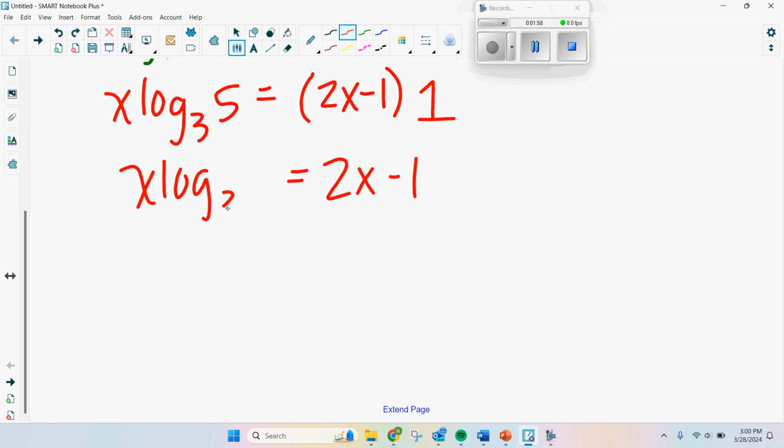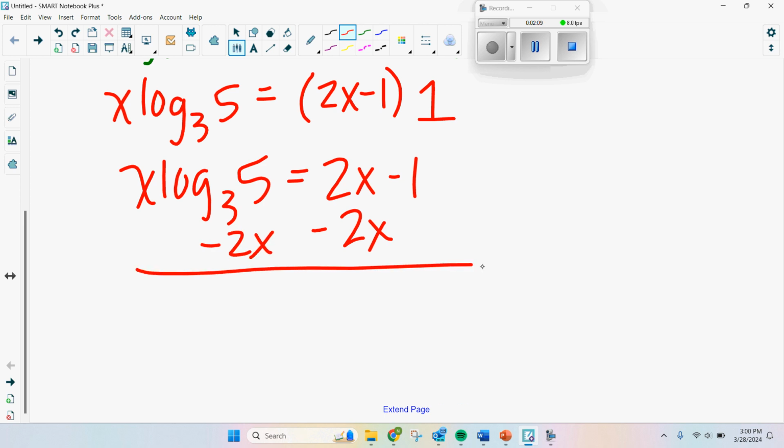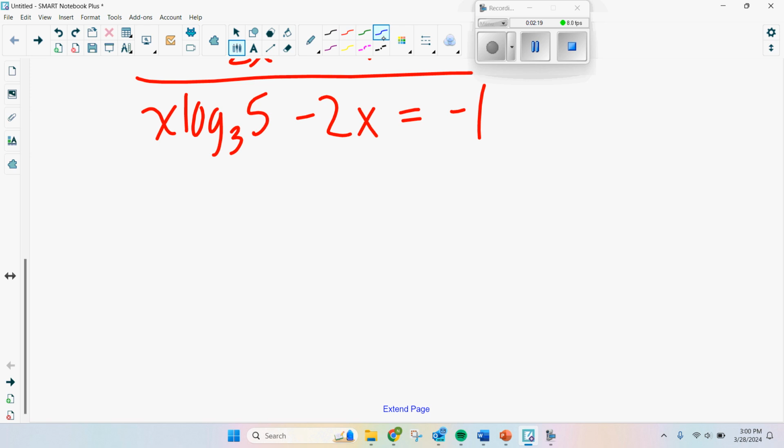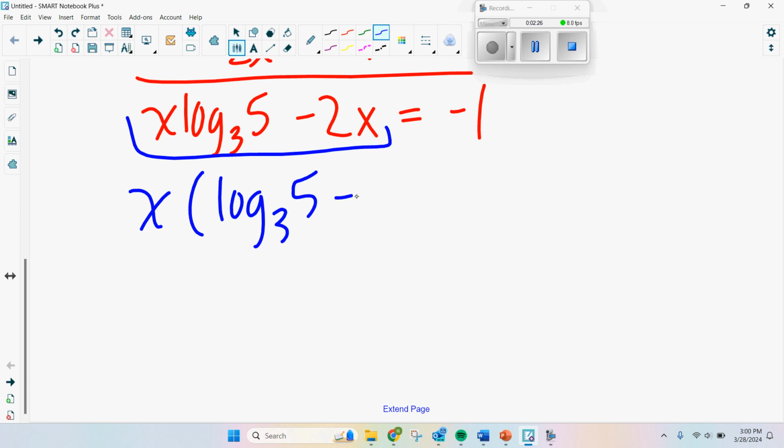We almost have to go back to the solving skills that we used a little bit in our inverses unit recently. If I have x's on both sides, it would be a good idea to get the x's together. So this is going to be x log base 3 of 5 minus 2x equals negative 1. So I got the x's on the same side. Now both of these terms do have an x in it, so I can factor that x out.